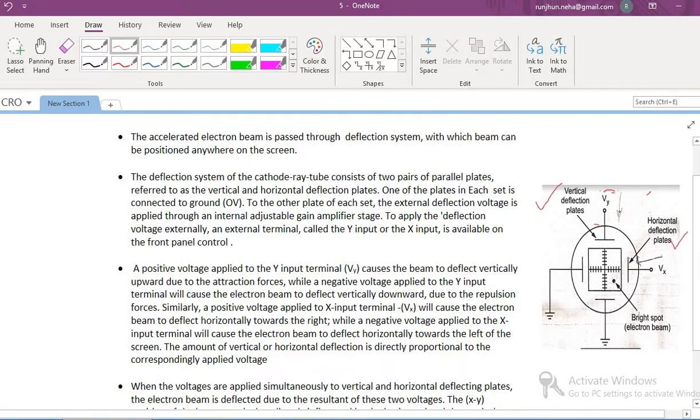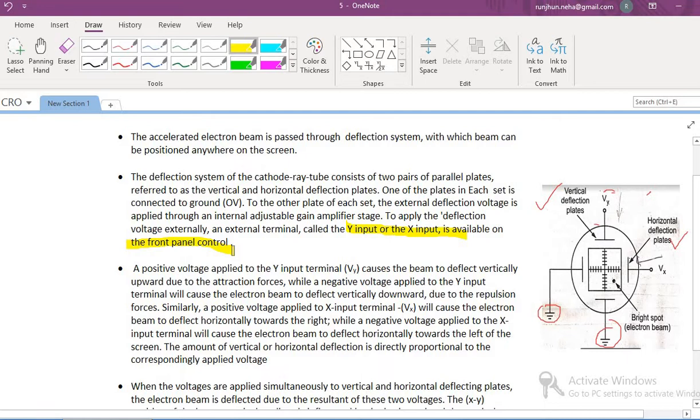Now, in each of these two sets, one of the plates is grounded and the other plate is given a variable potential through an external voltage. To apply the deflection voltage externally, an external terminal called the Y input or the X input is made available on the front panel control.